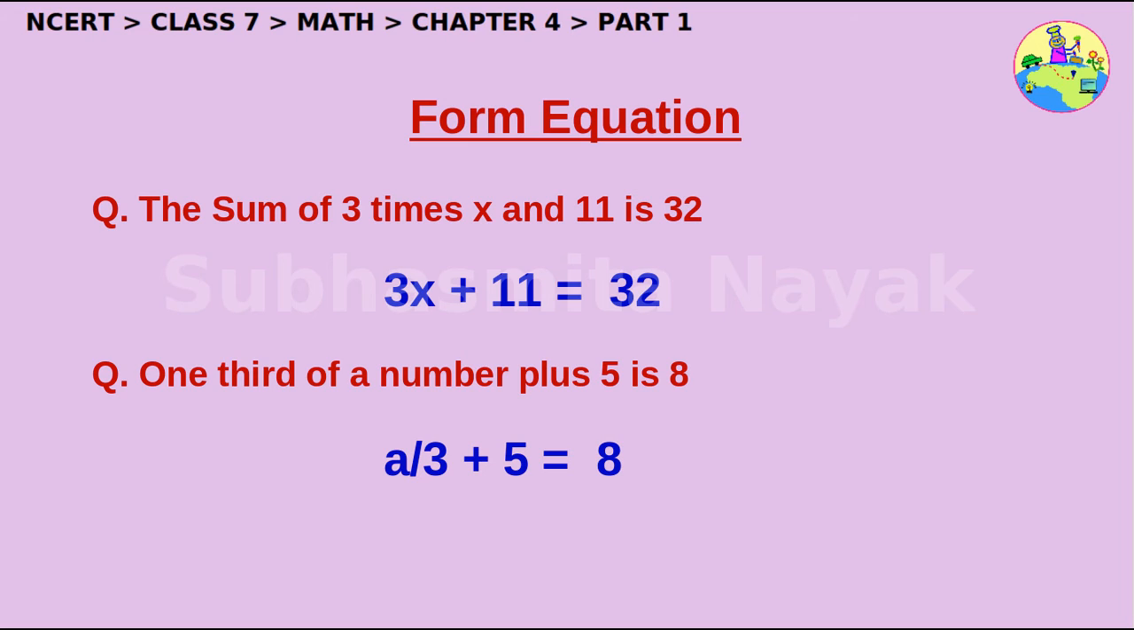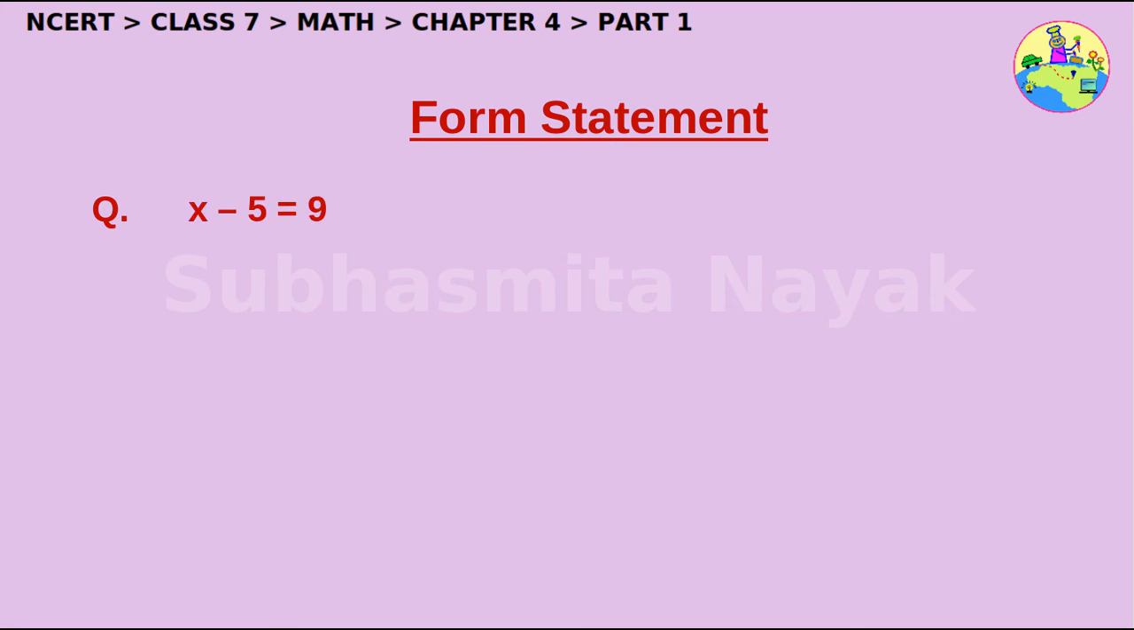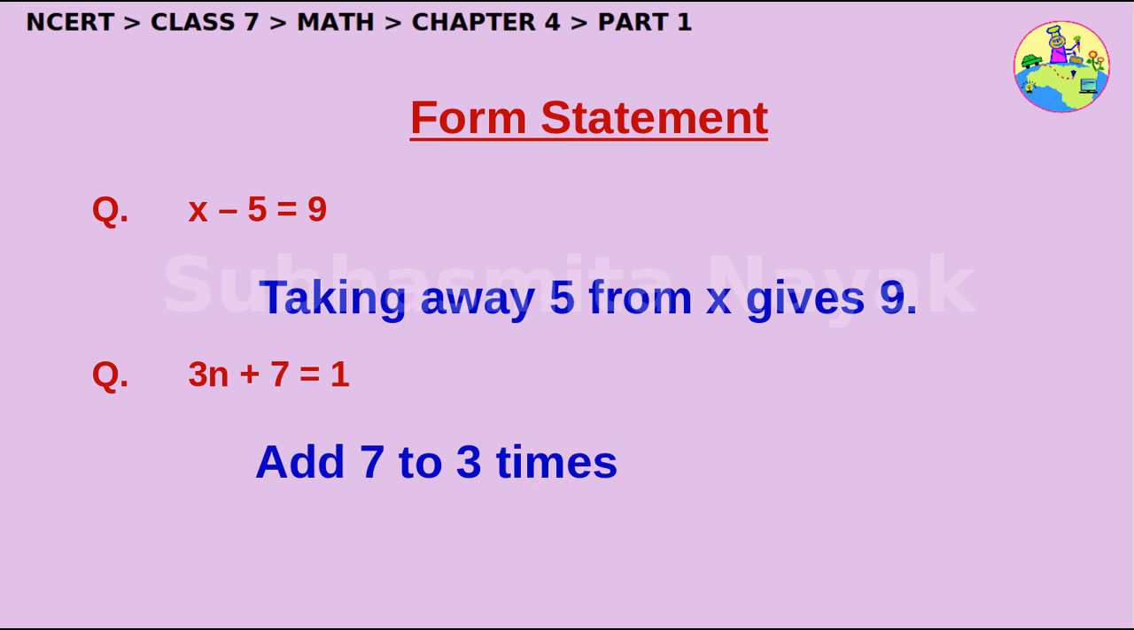Now let's do the same in a reverse way. x − 5 = 9. For this we can say taking away 5 from x gives 9. 3n + 7 = 1. For this one we can say add 7 to 3 times n gives 1.